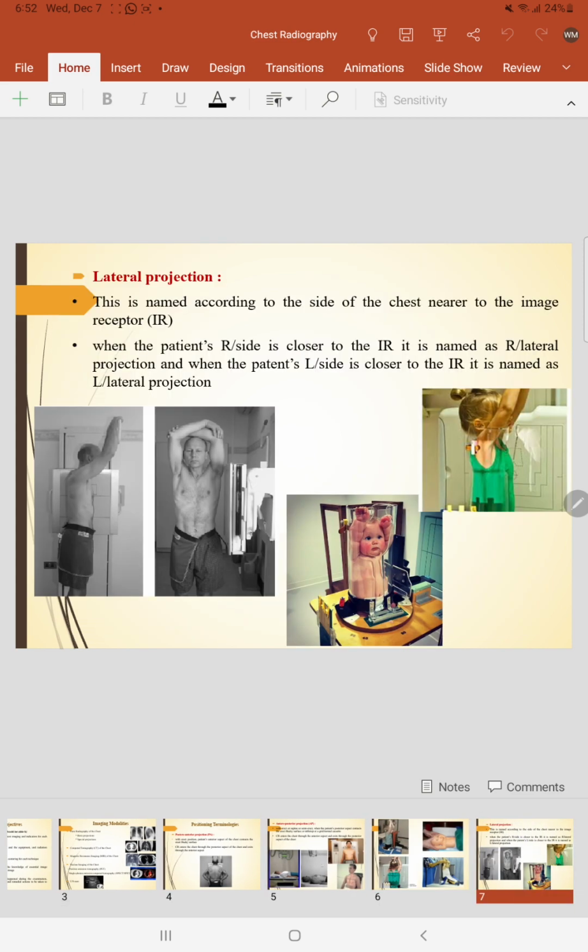Then the lateral projection. This is named according to the side of the chest nearer to the image receptor. When the patient's right side is closer to the image receptor, it is named as right lateral projection, and when the patient's left side is closer to the image receptor, it is named as left lateral projection.